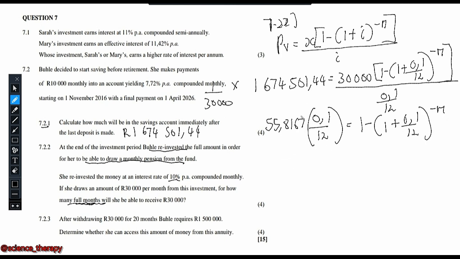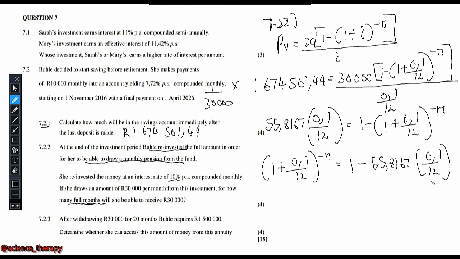Now to further calculate, we know that we will have to take this one over to this side. So that's bracket 1 plus 0.1 over 12 to the exponent of negative n is equal to 1 minus, take this one over to that side, 55.8167 bracket 0.1 over 12. Right. Now when we punch all of this into our calculator, what do we get?